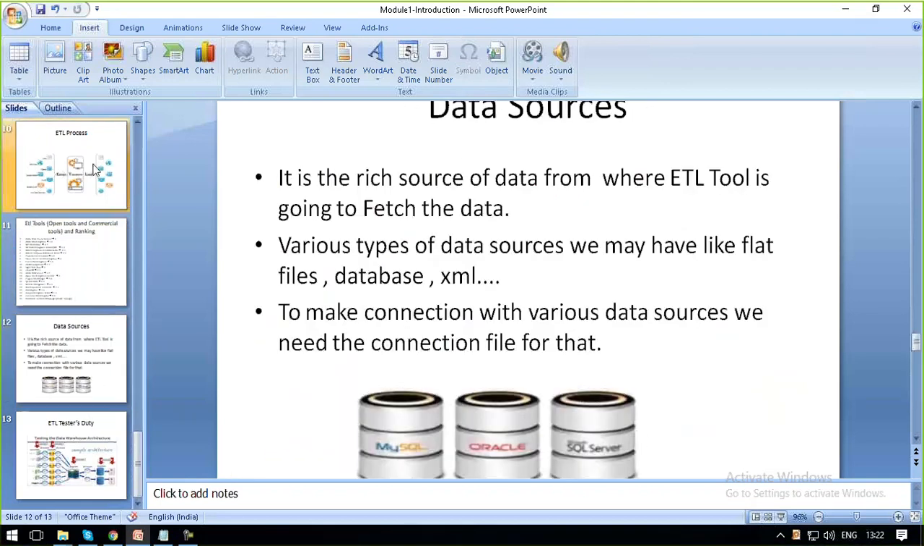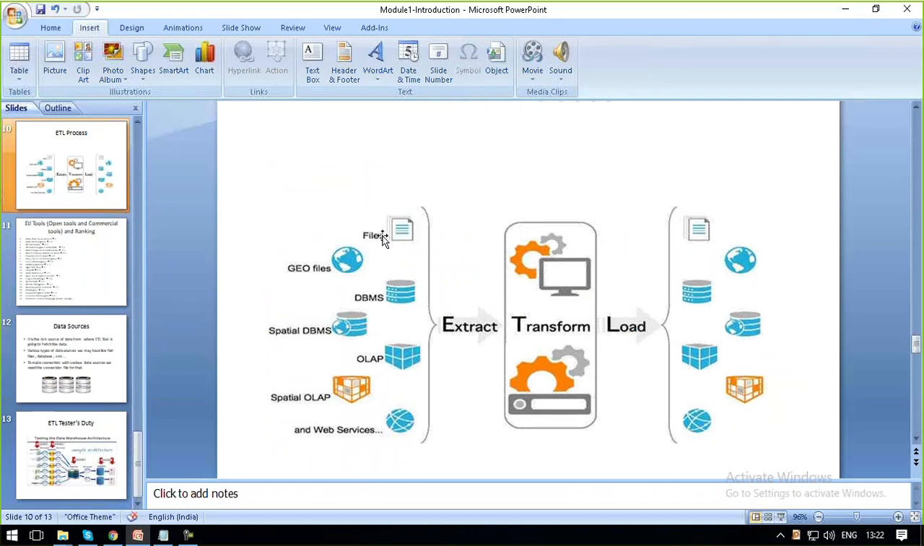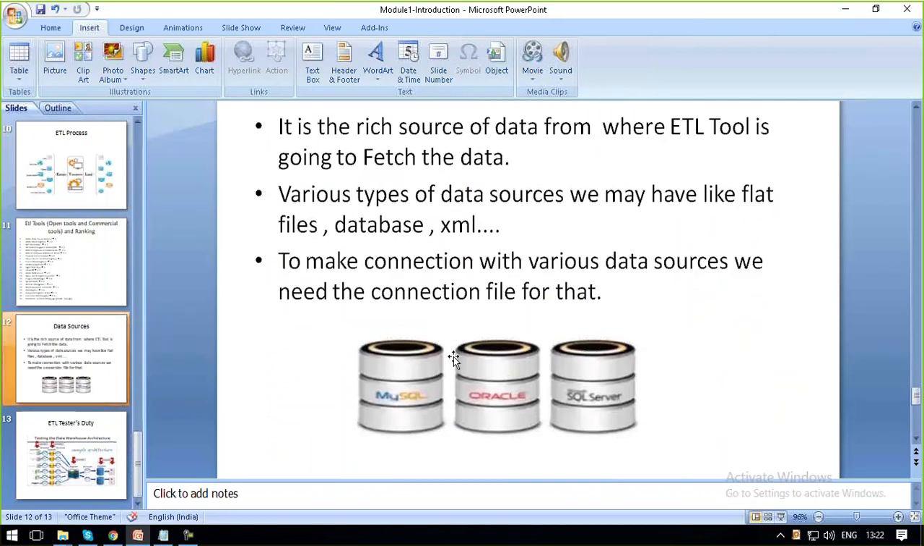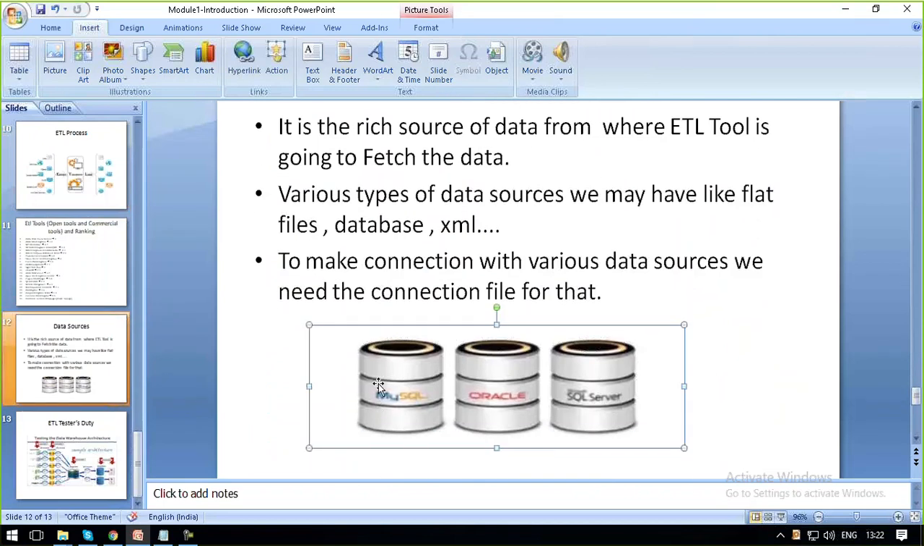So now let's see the thing which I was saying here. Files we have, databases we have, OLAP systems, XML files, browser-based files. In the same way, we may have a variety of sources from which we can fetch our data. We may have MySQL as our source in which we are storing our data. We may have Oracle, SQL Server, flat files, XML files.